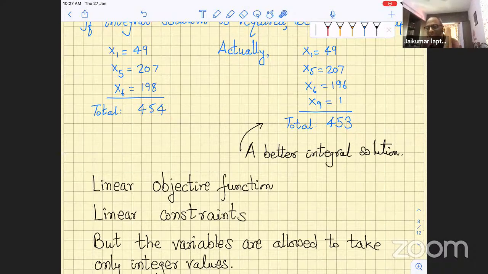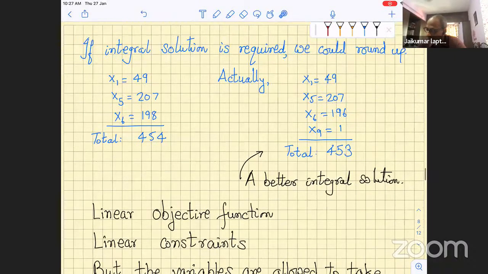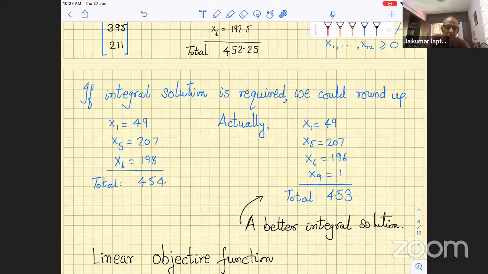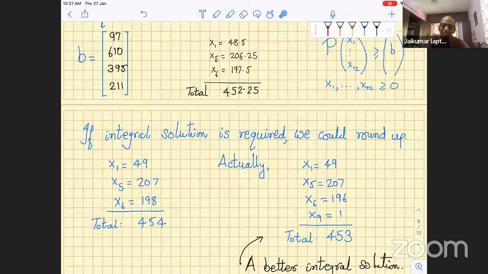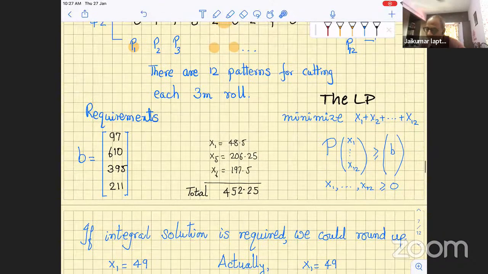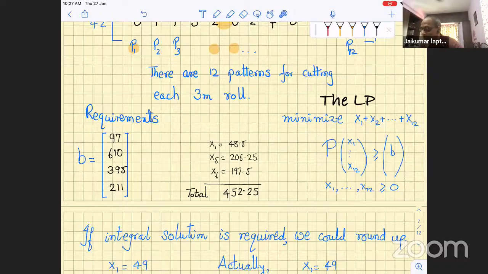Okay. So sometimes when integral solutions are sought, the question was: why did we round up 206.25 to 207? Why didn't we round down 206.25?